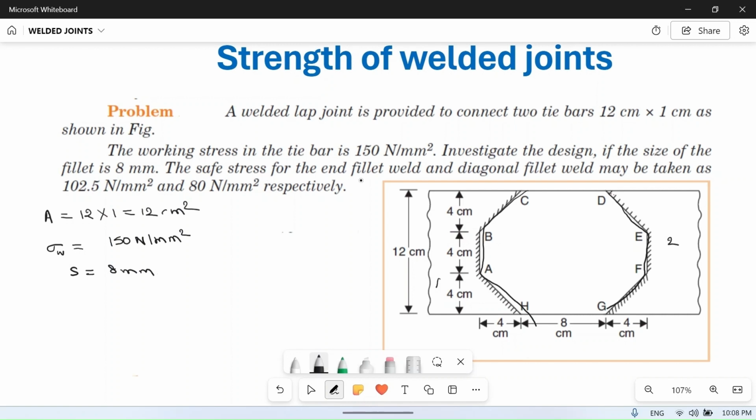The safe stress for the end fillet weld and diagonal fillet weld may be taken as follows. End one is this and diagonal one is this. So tau end is equal to 102.5 Newton per mm square and tau diagonal is 80 Newton per mm square. As we see, everything is given in mm.